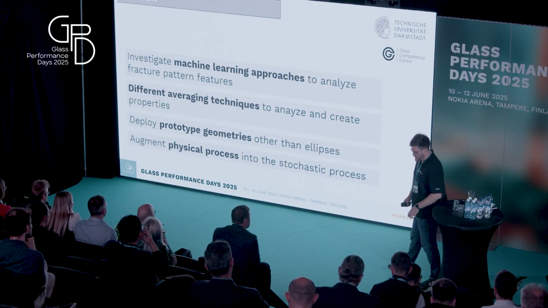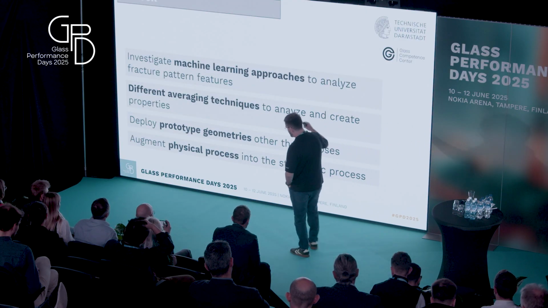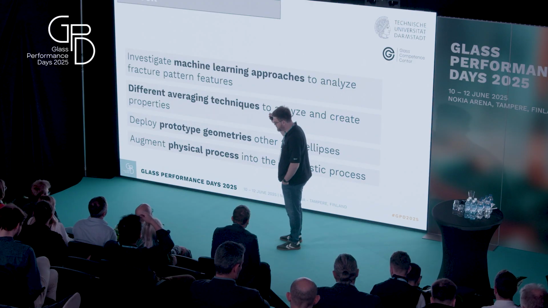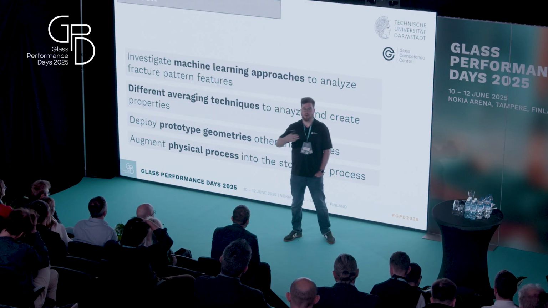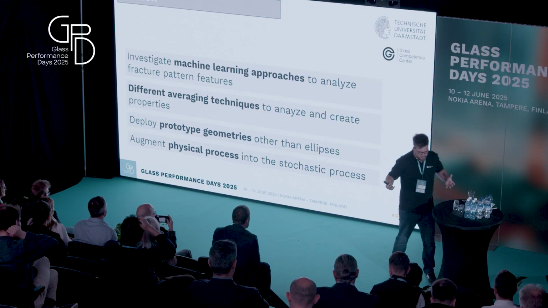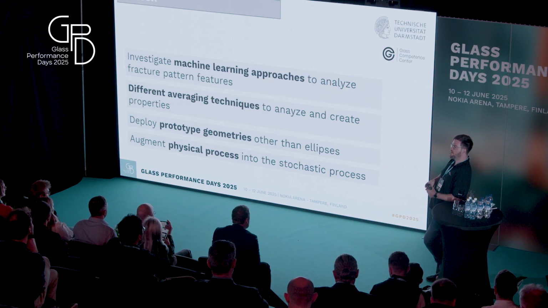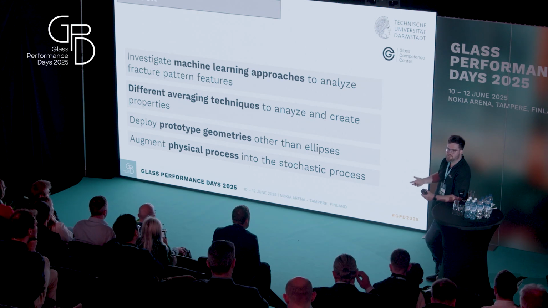So I just want to give a small outlook at the end. The features that I've identified in the fracture patterns before, that was done by me, by my eye, by my brain. But maybe there are some features that I didn't see, and that's where machine learning approaches might come into play, where we can look at the raw data and let the machine itself decide what is important for the fracture pattern. Who knows?